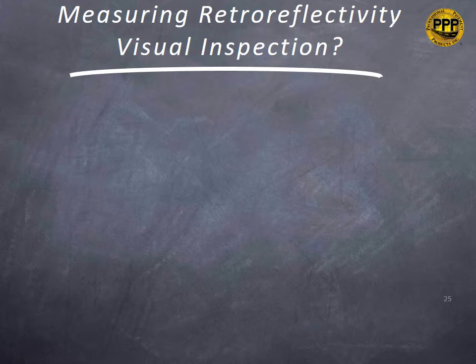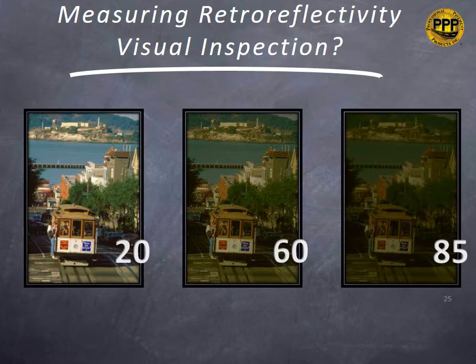Lastly, and most importantly, remember that we all see differently. And how we see is greatly affected by our age. Remember, we need more light as we age, so we would all see different levels of retroreflectivity.